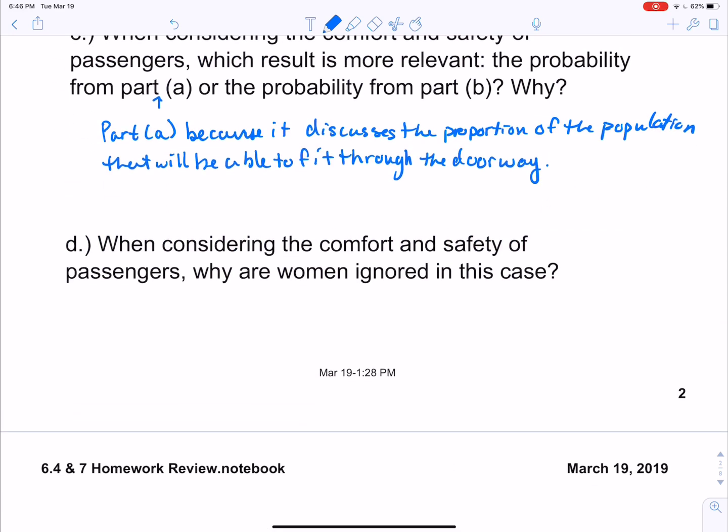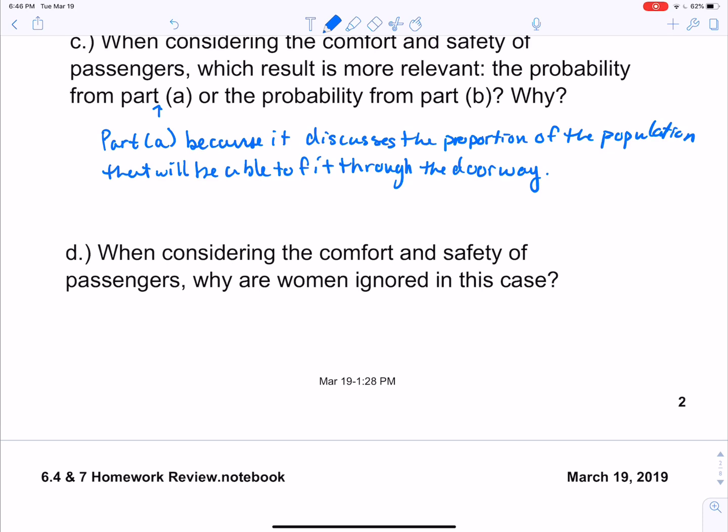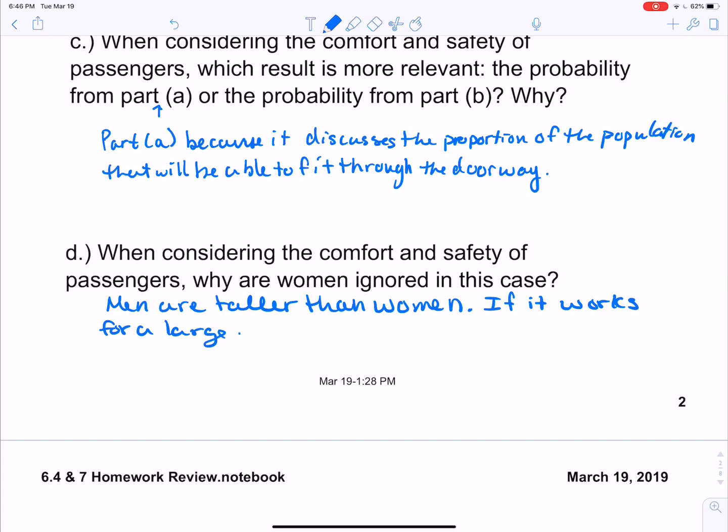If we look at part D, they ask us when we're considering the comfort and safety of passengers, why are women ignored in this case? And if you think about it, we're discussing the height of people, right? Who can fit through a doorway. So in general, men are taller than women. So if it works for a large proportion of the male population, it'll also work for a large proportion, likely even larger, for the women.